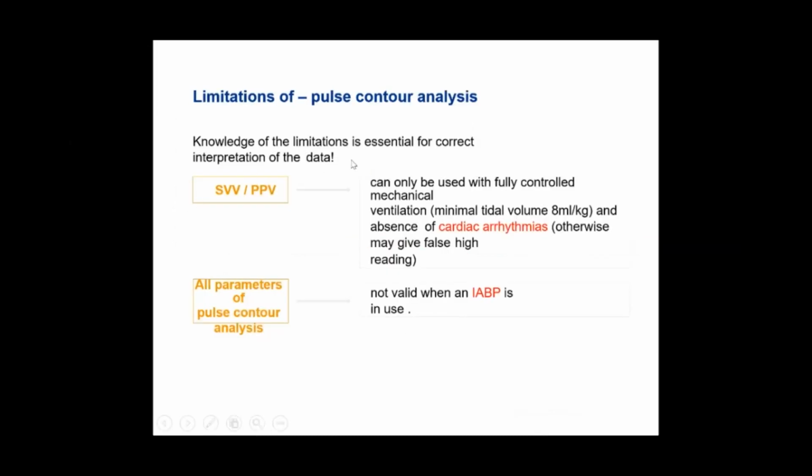So knowledge of the limitations is essential. We discuss in this slide the limitations of pulse contour analysis. The stroke volume variation and pulse pressure variation can only be used with fully controlled mechanical ventilation. That is, the tidal volume has to be more than 8 ml per kg. And there must be absence of cardiac arrhythmia, otherwise it may give a false high reading. All parameters of pulse contour analysis are not valid when an intra-aortic balloon counterpulsation is in use.